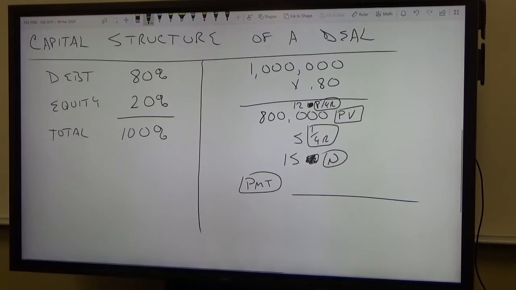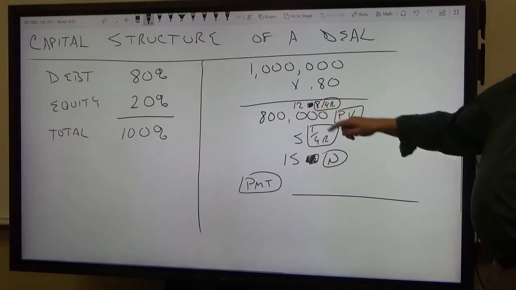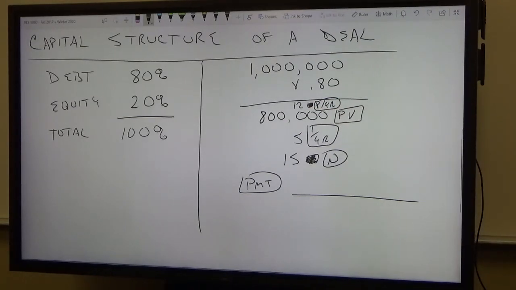Is that on a monthly or the yearly? This is monthly, 12 payments per year. So 800,000 is our present value, 5% is our interest rate, 15 years is our term. Our monthly payment is 6,326.35. Okay, but that's not what we need.